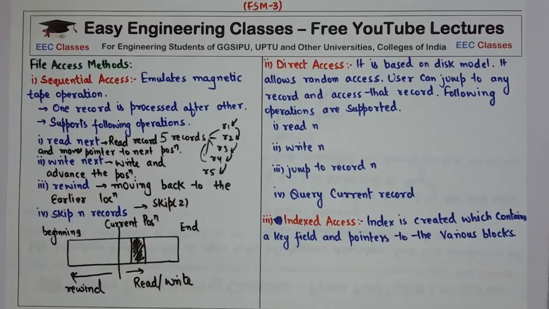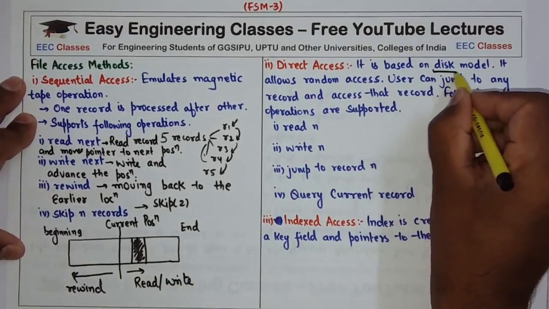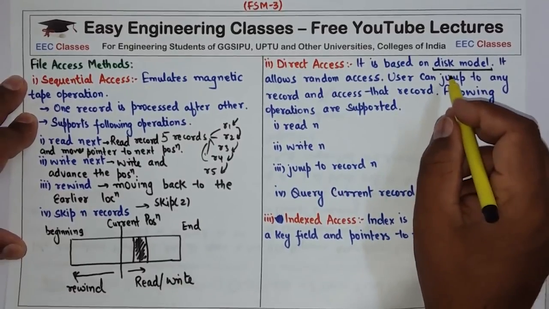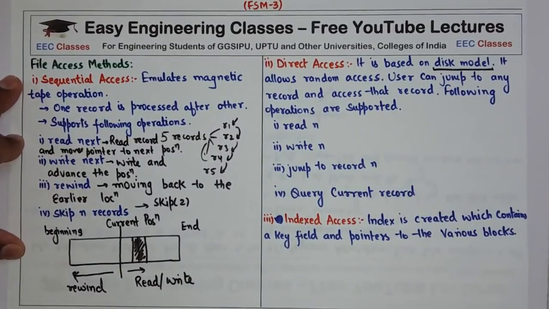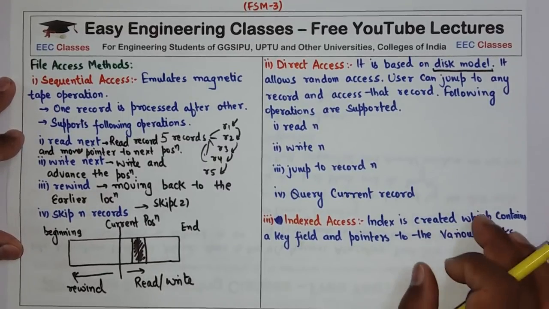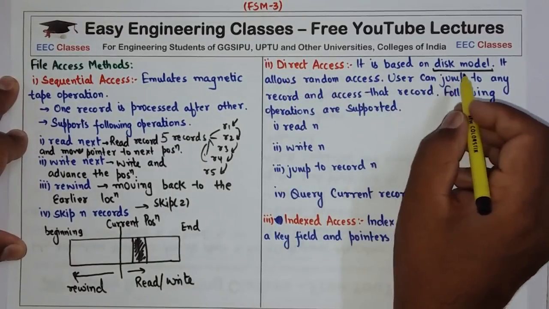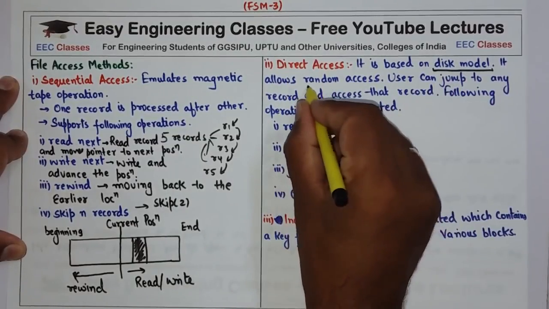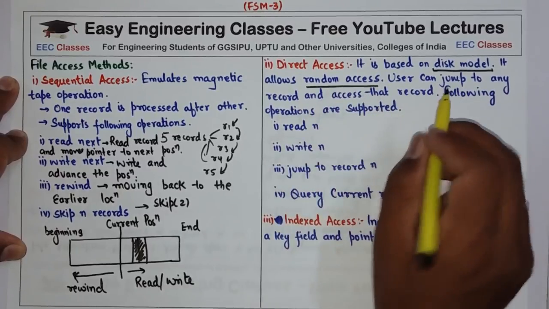Then we have direct access. It is based on the disk model. As we have already seen that in disk we use the concept of blocks, and blocks can be accessed randomly, or we can directly access any block at any time. So this direct access is based on disk model. It allows random access. User can jump to any record and access that record.